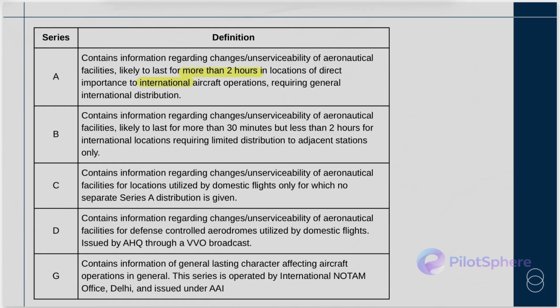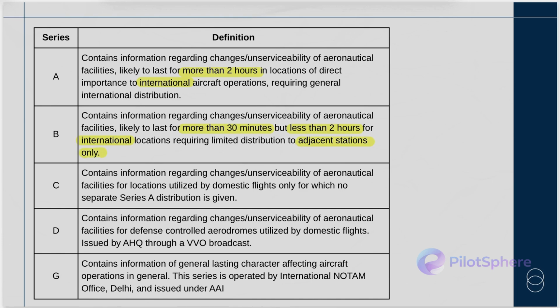I'm going to go over each of these with the definitions and then I'm going to explain at the end what it really means, what we really have to know. B contains information regarding changes and unserviceability of aeronautical facilities that is likely to last more than 30 minutes but less than 2 hours for international locations requiring limited distribution to adjacent stations only.